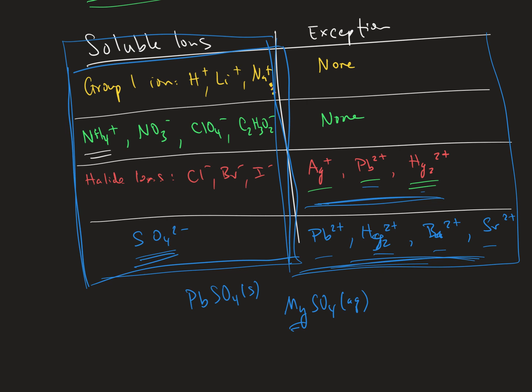Is that why magnesium is? Because magnesium is not a group 1 ion. It's not a group 1, but it's soluble because of sulfate. It's not one of the exceptions. Yep. Thanks for clearing that up. Any other questions on how we read this chart?